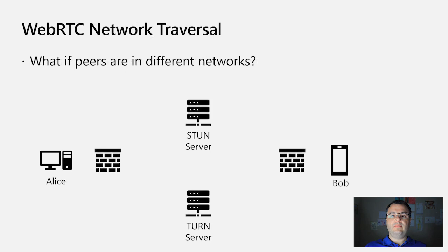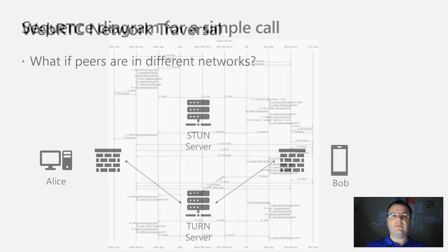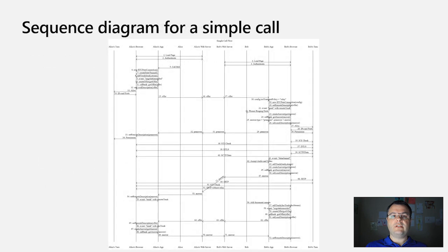But what if Bob and Alice are behind two different firewalls? In that case, Bob and Alice will have to use a STUN server to figure out what their public IP addresses are. After that, they might need to use a relay server to relay the communication. This sequence diagram shows the 72 steps required to establish a simple connection between two peers. I'm going to be using the rest of this presentation to show you how to implement these 72 steps.